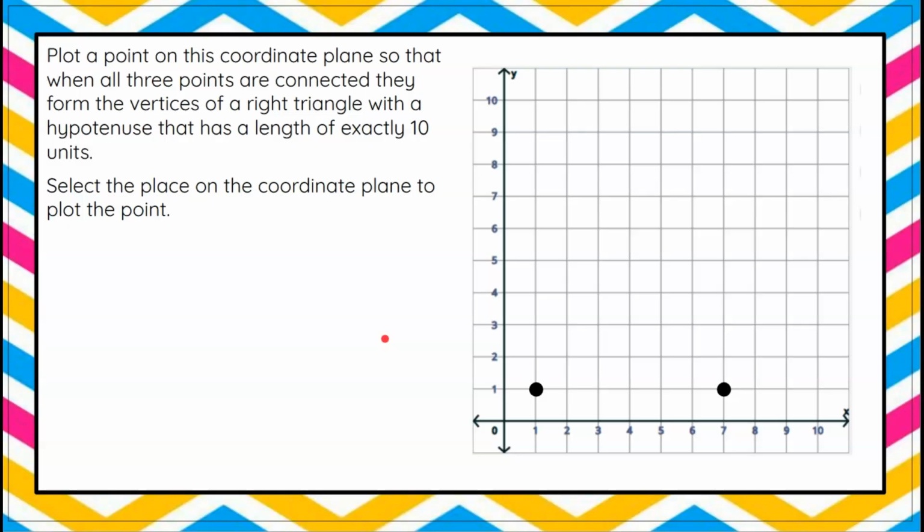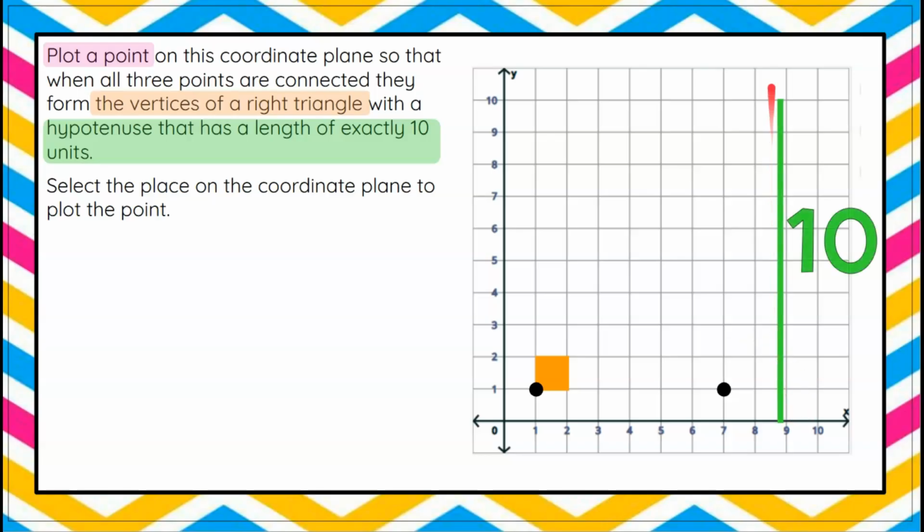Good luck. Welcome back. So we want to plot a point on this coordinate plane and form the vertices of a right triangle. So when we're doing a right triangle, we know that we need to form a right angle, and that's the beauty of the coordinate plane. All of these lines are forming right angles. So we also know that the hypotenuse has a length of exactly 10 units. So we can measure a segment that goes from 0 to 10 vertically. So we have to have a side that's 10 units long. We know that the hypotenuse of a right triangle is the longest side.